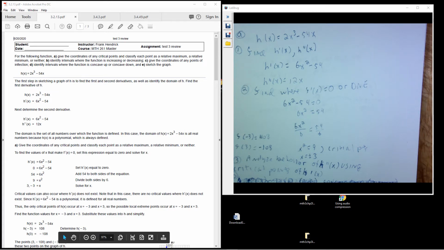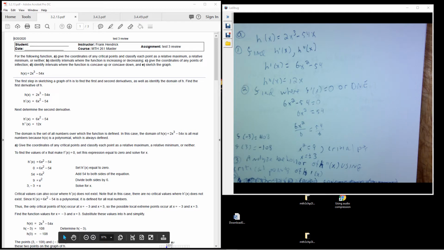Now for this particular problem here, it's multi-steps. Give the coordinates of any critical points and classify each point as a max, min, or neither. Identify intervals where the function is increasing or decreasing. Give the coordinates of any points of inflection. Identify intervals where the function is concave up and concave down.